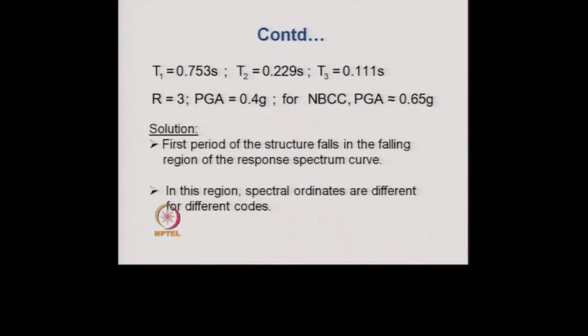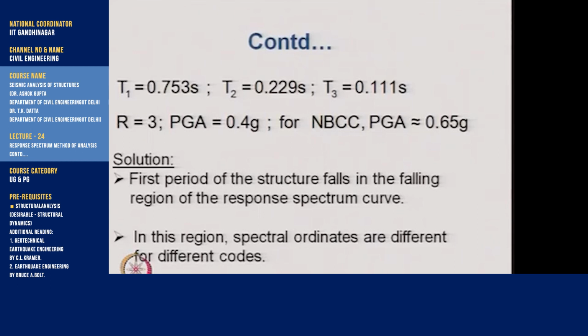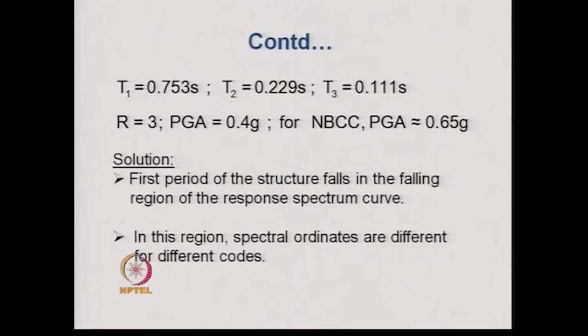The first period of the structure falls in the falling region of the response spectrum curve. That is the most important thing, and we have seen that in the falling portion of the curve, the different curves given by different codes differ substantially. That is the observation. Therefore, if the first time period falls in the falling zone, then the differences that may arise due to the nature of the SA by G curve or the CH curve would be reflected in the response values or in obtaining different response quantities of interest.